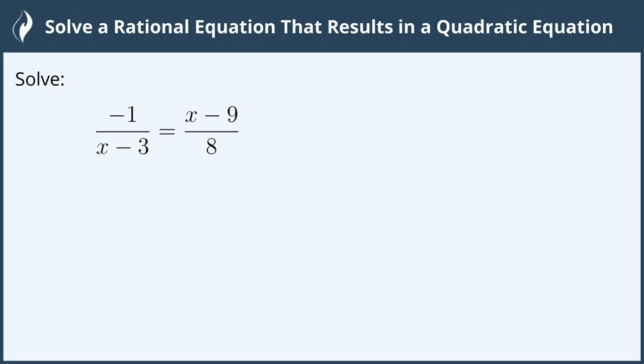Everyone! In this video, we will solve a rational equation that results in a quadratic equation. Solve -1 over x minus 3 equals x minus 9 over 8. The first thing we want to do is look for the lowest common denominator.